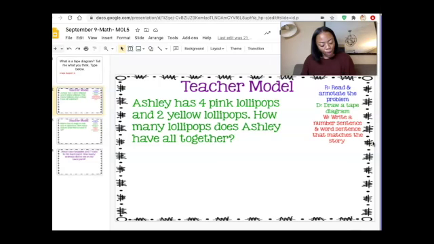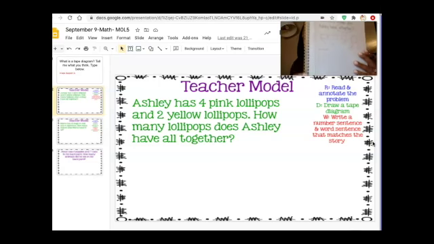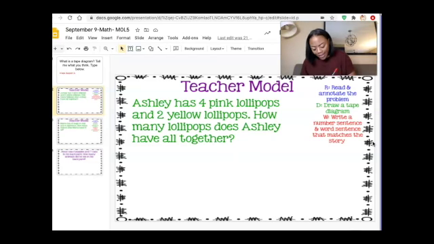So I'm going to draw 4 circles. 1, 2, 3, 4, plus 2. 1, 2. And I'm going to count them all together right here. 1, 2, 3, 4, 5, 6. Ashley has a total of 6 lollipops. So now it's also important for me to do our last step, which is to write a number sentence. 4 plus 2 equals 6.